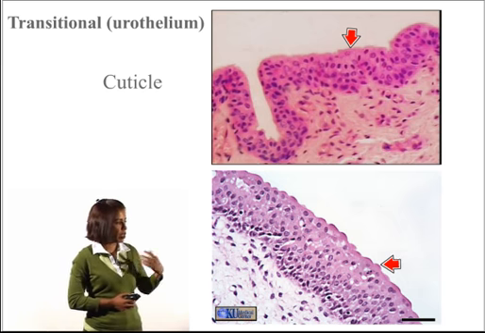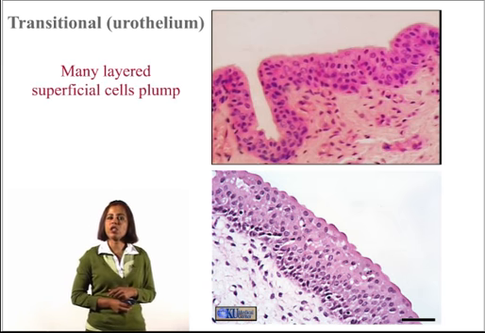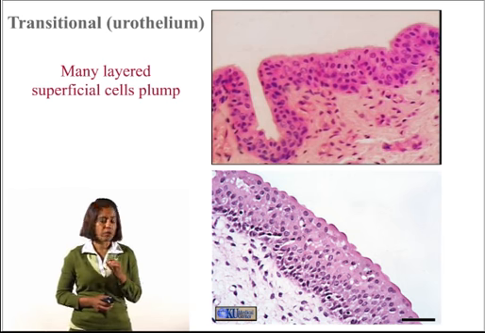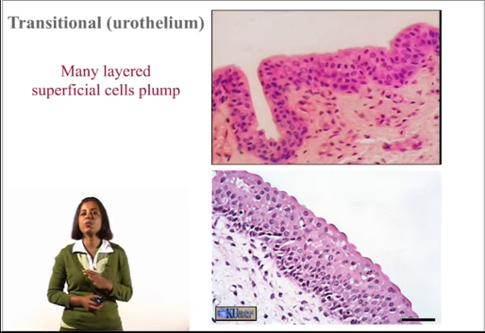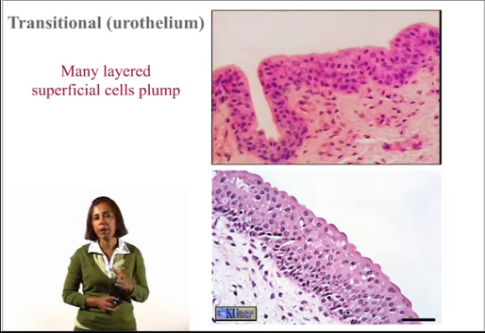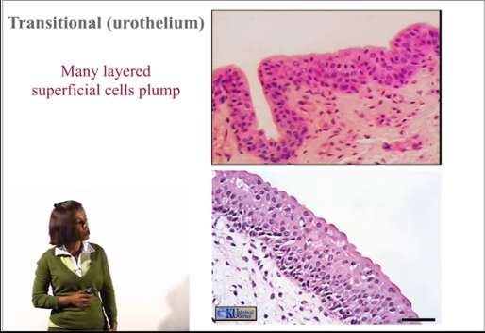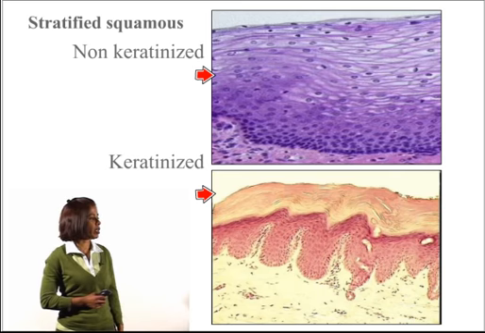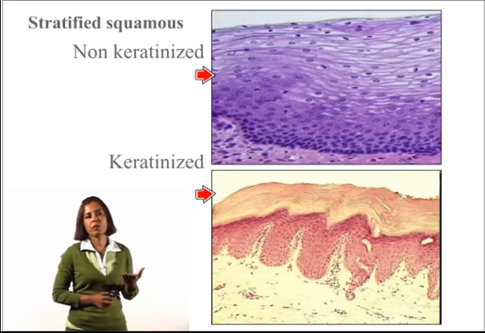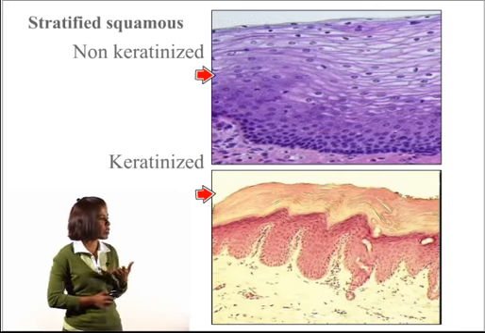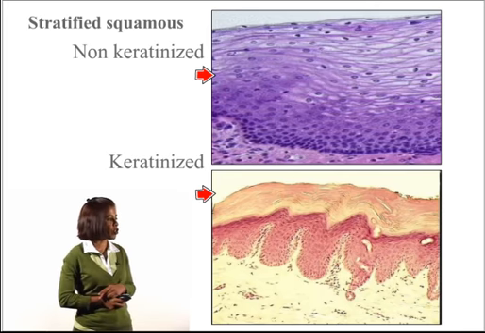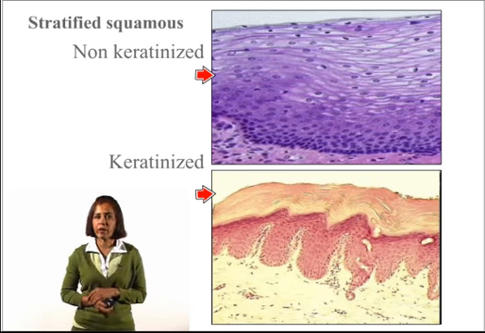So again, the distinguishing features of transitional epithelium: one, it's many layered, therefore stratified, and the superficial layer of cells are plump. Let's move on to stratified squamous epithelium, and we have two types. We have one which is called non-keratinized, which is seen in the top picture, and a lower one which is called keratinized.